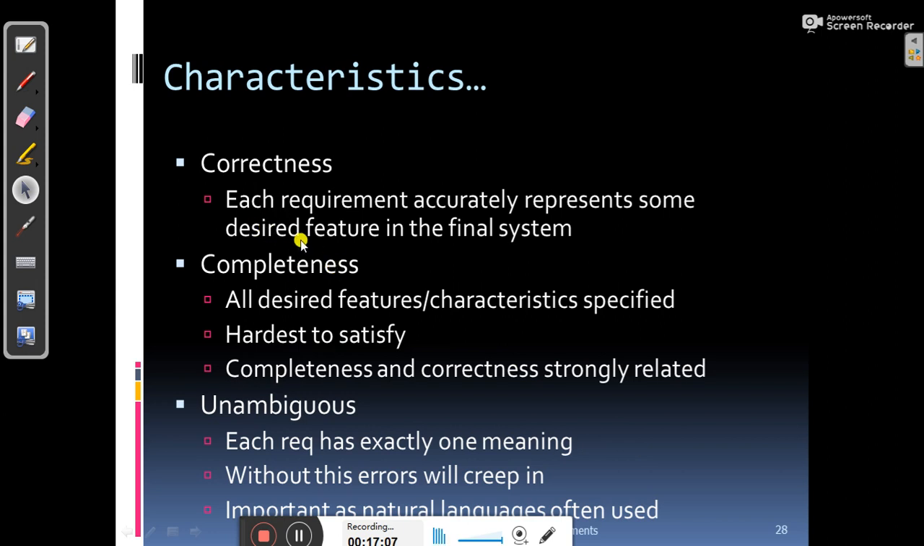So you can see here the characteristics briefly in a broad way. Okay, you can go through this.